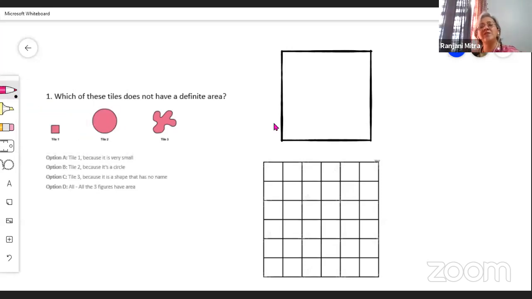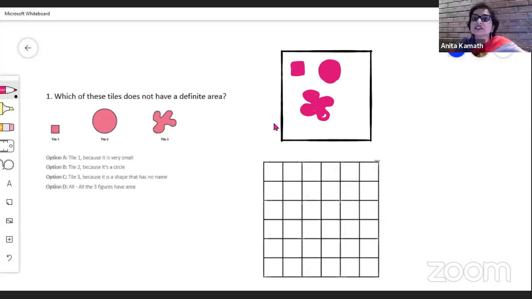So what we're going to do is look at this whiteboard, which is completely blank. Can you see this? Let's now take tile 1 and put it on the whiteboard and shade it. I can see that it is covering some space. So what is area? Area is the space covered by any closed figure. And then I'm going to also draw this irregular shape. So Anita, do you think these 3 shapes are covering the space? Yes, Ranjani, they are covering.